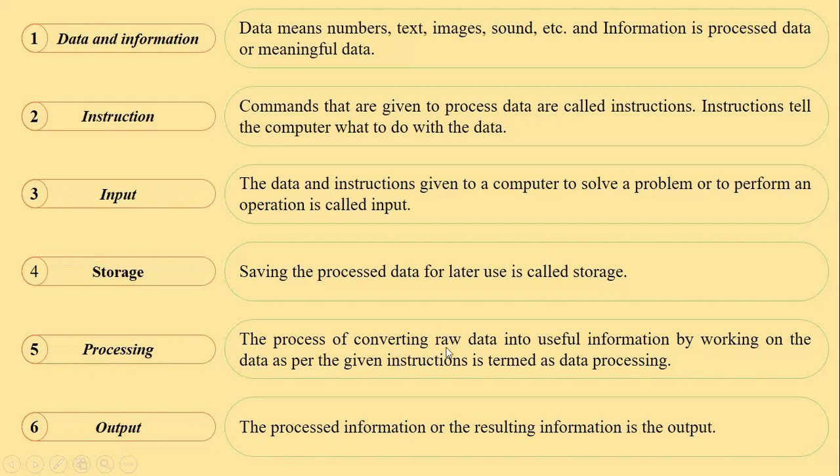The process of converting raw data into useful information by working on the data as per the given instruction is termed as data processing. Now the last, output. The processed information or the resulting information is the output. What is the output? The processed information or the resulting information is the output. I hope all these things are clear to you.